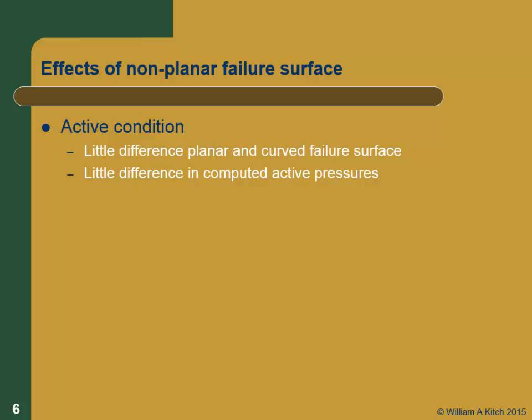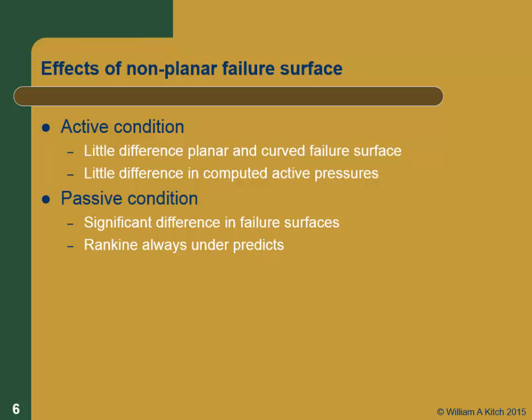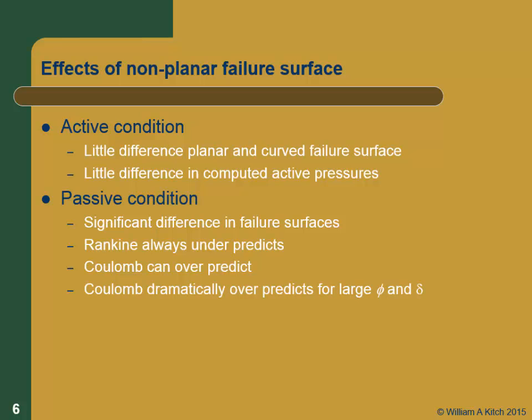In the passive condition, though, there's significant difference in the shape of the failure surface. And the Rankine will almost always underpredict the passive pressure. So if you're using passive resistance, that's always conservative. And Rankine is easy, right? The Coulomb can overpredict, and it can overpredict significantly, particularly when you have large phi and large delta angles. As phi goes up and as delta goes up, the deviation between the Coulomb and the log spiral gets really significant.